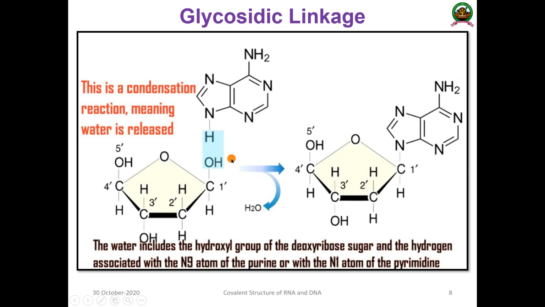Why is it known as beta? Because the hydroxyl group is on the right-hand side here, at the top. The bond is here. That is why it is known as beta. If it had been on the other side, it would have been called alpha. Here it is beta. This is the alpha position. So that is the glycosidic linkage.